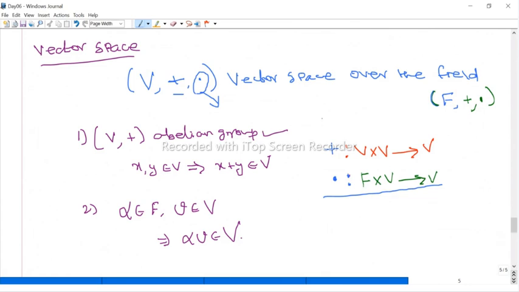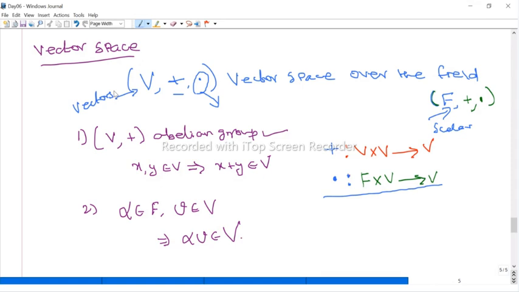So the elements of V are called vectors. The elements of capital F are called scalars. So scalars are nothing but elements of capital F, and vectors are nothing but the elements of V. We can add two vectors, but we cannot multiply two vectors. But we can multiply one vector by one scalar. That multiplication is called scalar multiplication.